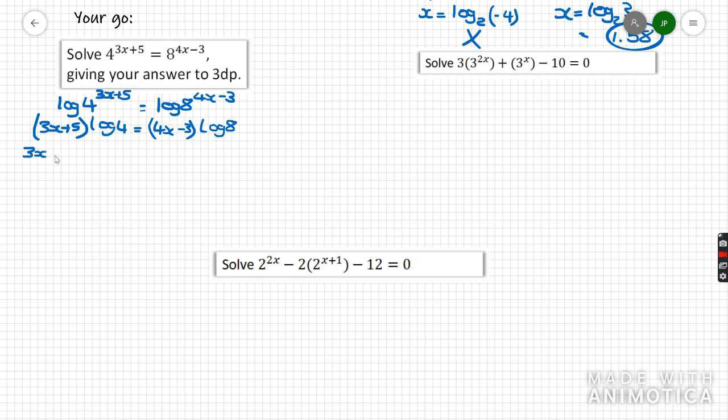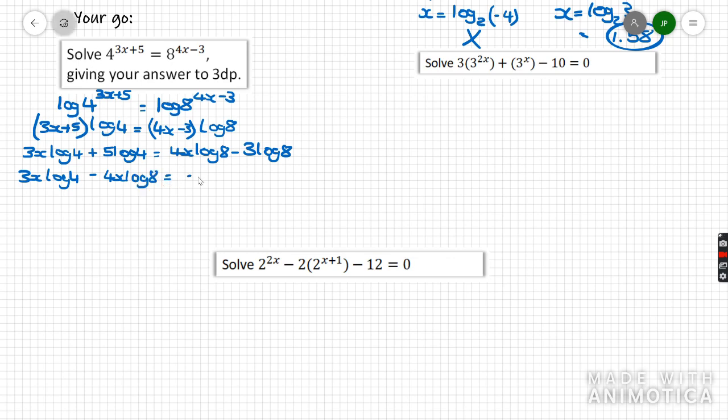Expand my brackets out. 3x log 4 plus 5 log 4 equals 4x log 8 minus 3 log 8. All my x's to one side and everything else to the other. So we'll go 3x log 4 minus 4x log 8 is going to equal minus 3 log 8 subtract 5 log 4.